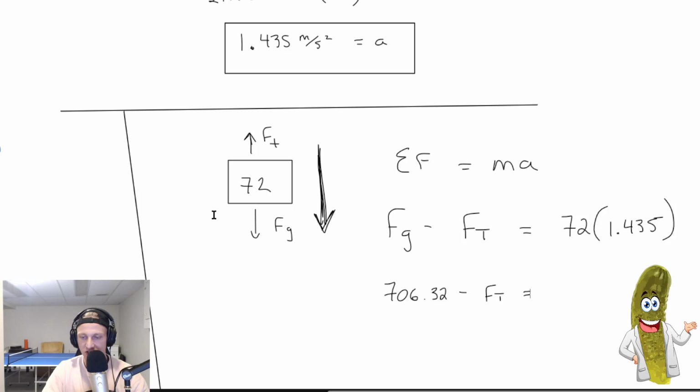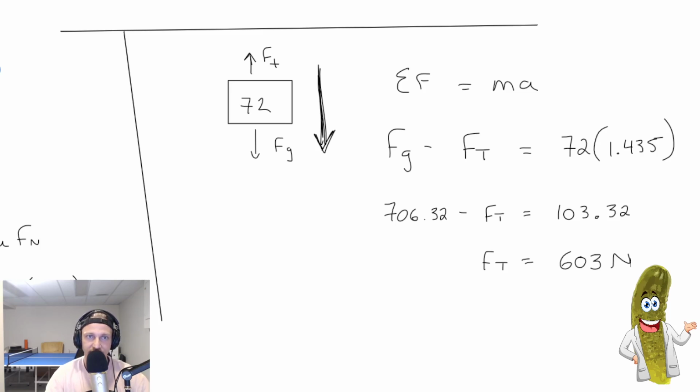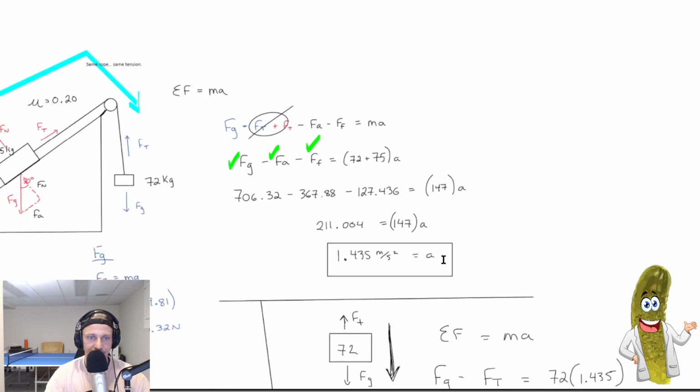And then 72 times 1.435 gives us 103.32, like so. A little bit of formula manipulation here. And what we get is that the force of tension is equal to 603 newtons. And that is our final answer for this entire question.